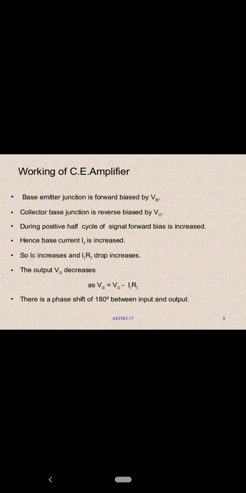In a common emitter amplifier, the base emitter junction is forward biased by the voltage VBB. The collector base junction is reverse biased by the voltage VCC. During the positive half cycle of the signal, forward bias is increased, hence base current IB is increased. So collector current IC increases and the IC RC drop increases. The output VCE decreases, as VCE equals VCC minus RC IC, and there is a phase shift of 180 degrees between the input and output.